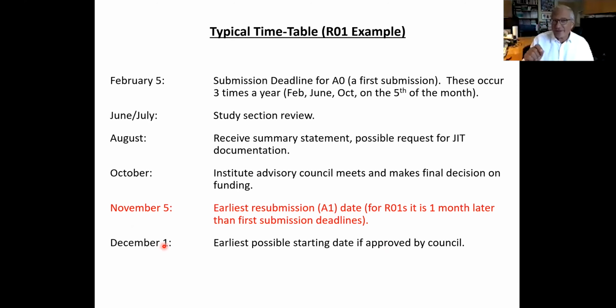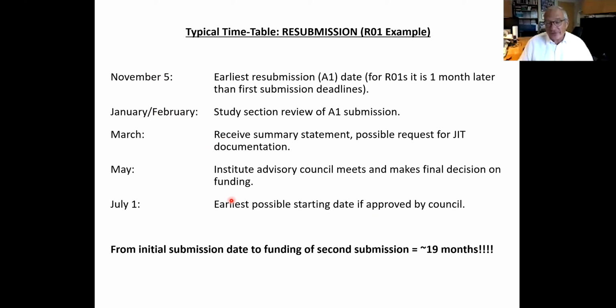Now, if you do need to resubmit, so here we go, November 5th. Then that would get reviewed January or February. You'd receive the summary statement in March. The advisory council would meet in May, and the earliest possible starting date would be July 1st. This is now the following year. So from your initial A0 submission date to funding of the second submission, in my example here, is 19 months. It could actually be longer. It could be up to 2 years. That's a long time. So this is why you've got to be thinking ahead, because this is not a quick process.